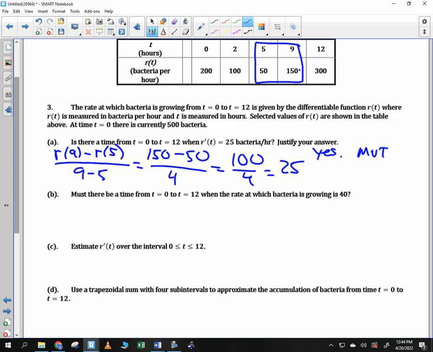And so you get 1 point for the answer and 1 point for the justification. I feel bad. I feel like I tricked y'all.